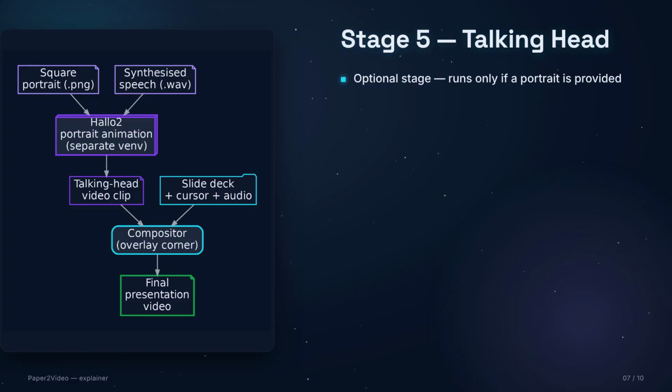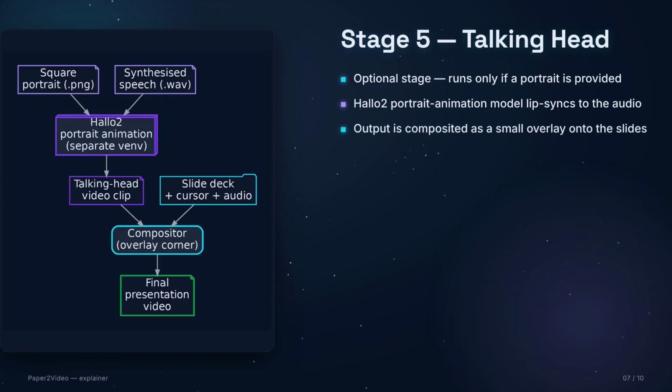Stage 5 is optional. If you provide a square portrait of yourself, the system uses Hallo 2, a portrait animation model, to synthesize a talking head video that lip syncs to the generated speech. The talking head is then composited as a small overlay onto the slide deck, exactly the way a real recorded conference talk looks on screen.